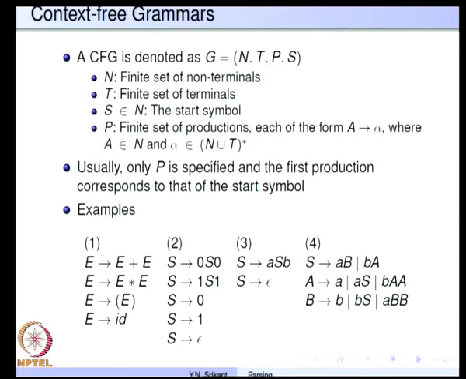So, let us take some examples. The first example is E to E plus E, E to E star E, E to parenthesis E, and E to id. So, these are the four productions corresponding to the grammar. Here there is exactly one non terminal, the bold face symbols are all non terminals and lower case symbols are all terminal symbols in our examples here. So, E is the only bold face symbol and that corresponds to the single non terminal, and then terminals are plus, star, the left parenthesis, right parenthesis and the id. So, 1, 2, 3, 4, 5 terminal symbols, one non terminal. These four rules correspond to the productions. As I said, the first production shows the start symbol on the left hand side. So, E is the start symbol.